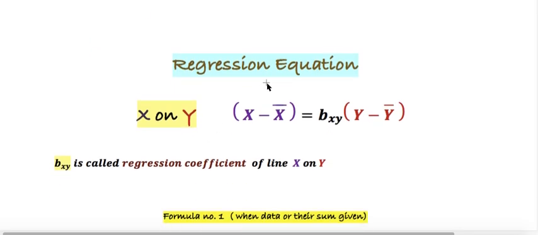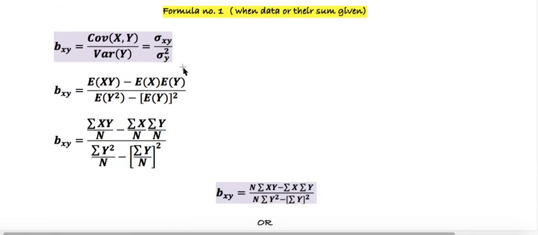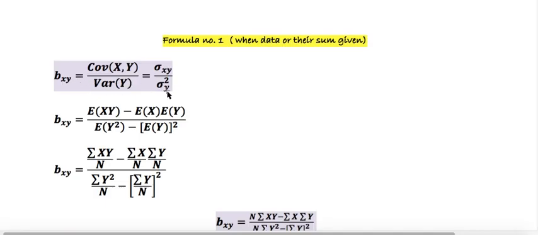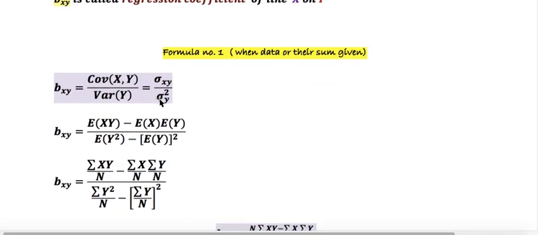In the same manner, we can also find the regression equation of x on y. Here x minus x bar is on the left side and y minus y bar is on the right hand side, and there is a coefficient b_xy which is a regression coefficient. Here also, since the line is x on y, we write b_xy. In the same way we can write the formula. When we say x on y, we get the variance of y in the denominator, and when we say y on x, the variance of x is in the denominator. Whichever variable we write later, that variance is in the denominator. The numerator is the same for both.